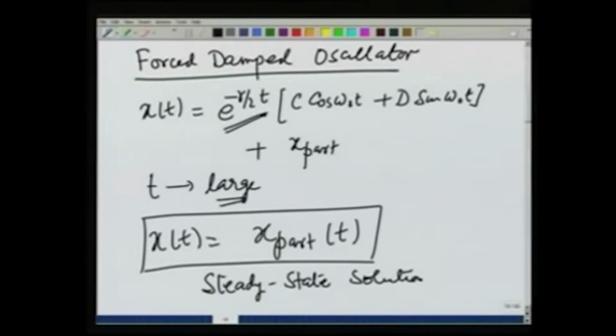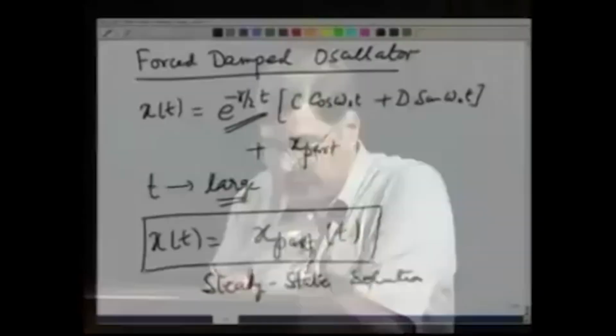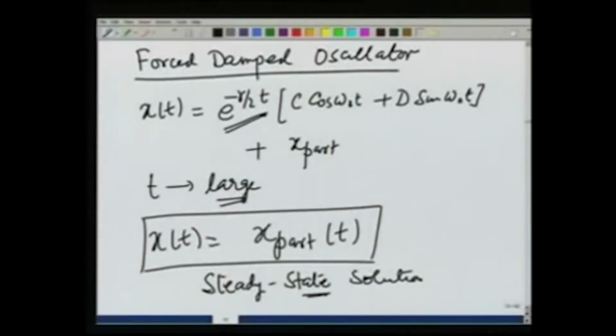Solution, because by now its own part has died down, and the only solution is because the oscillator is being driven and it achieves a steady state where because of the force it keeps on moving in a very steady manner, and therefore, this is known as steady state solution. For the time being, we will focus on this solution.